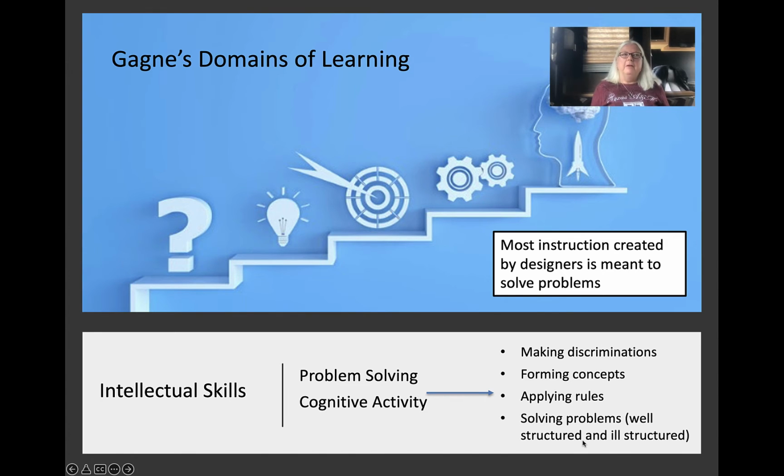So when you think about it, an example of this may be teaching a learner how to balance a checkbook, or teaching a learner how to solve a statistics problem. Okay, so these are things that require cognitive activity. The learner has to figure it out.